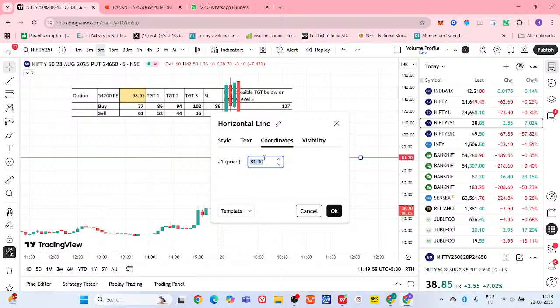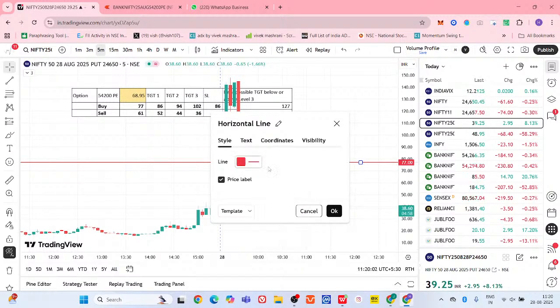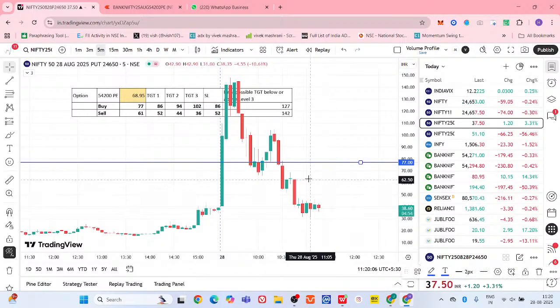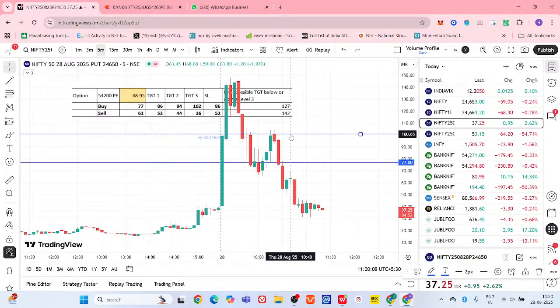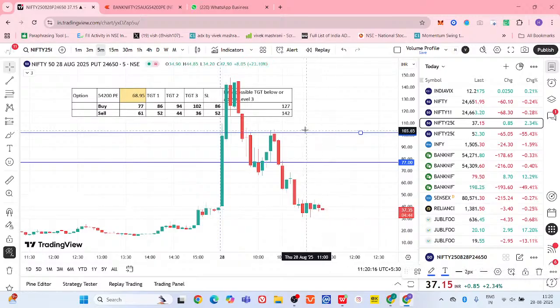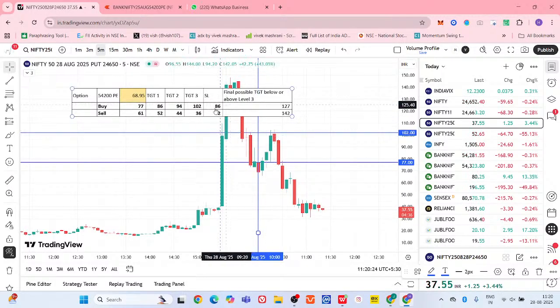$77 and then 86. Okay, we'll take 94. We'll take the final target 1 or 2 and we don't need to. So this is 10 a.m. Correct. After 10:05 it hit the final target from 77 to 102.